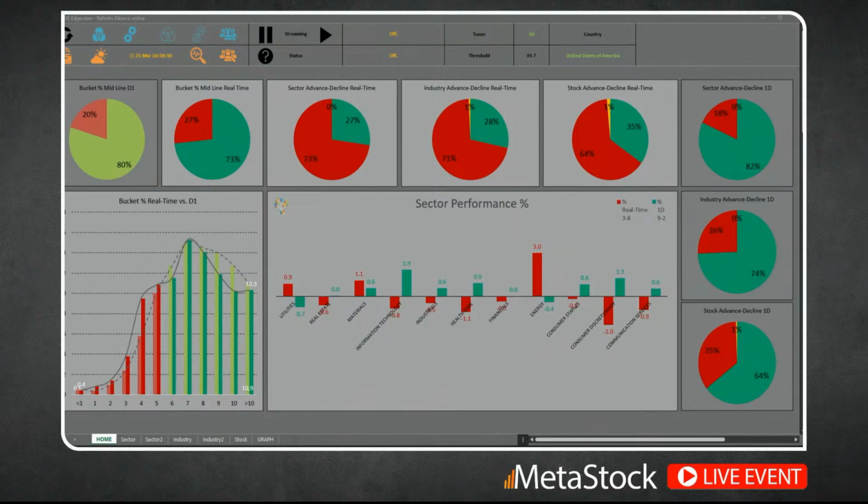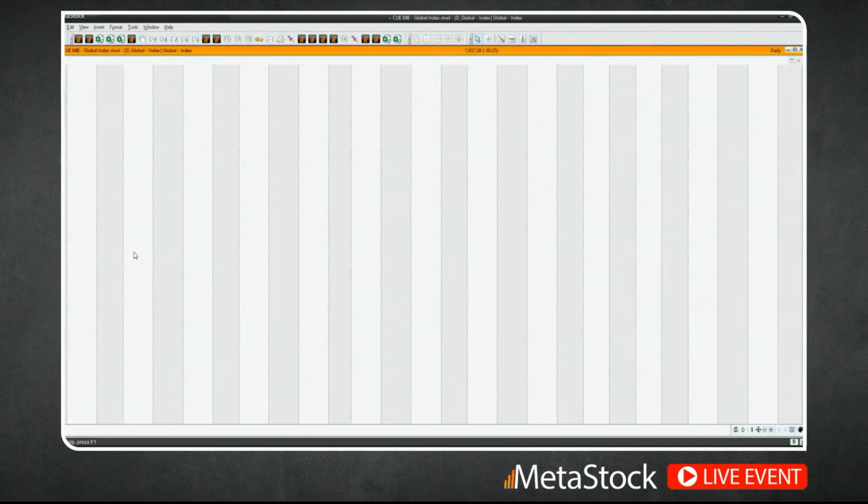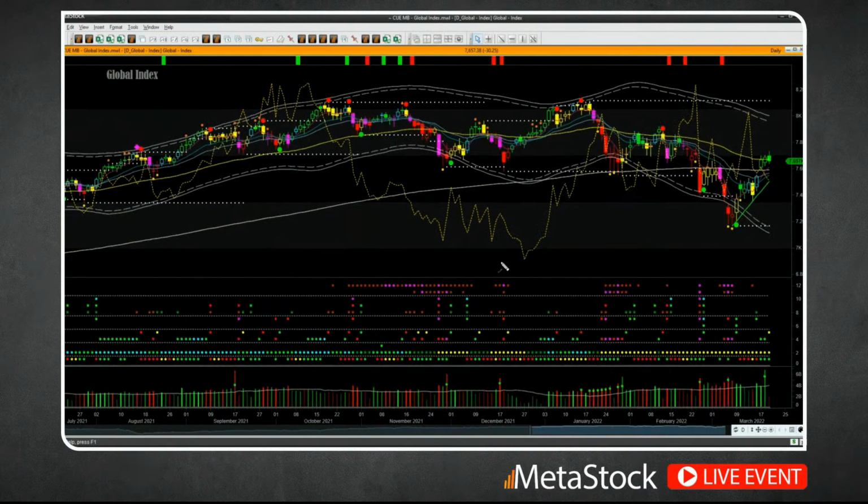Let's see some other important views that are possible probably only because of Q running on Metastock. Let's look at the global market. I will not look at individual markets, but this is a custom index built using Q on Metastock and Fire. Fire is an add-on of Metastock. Beautiful aggregator.